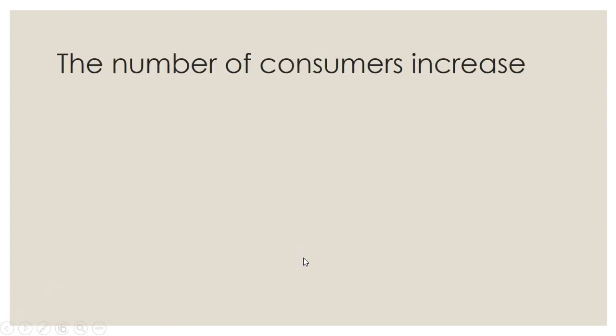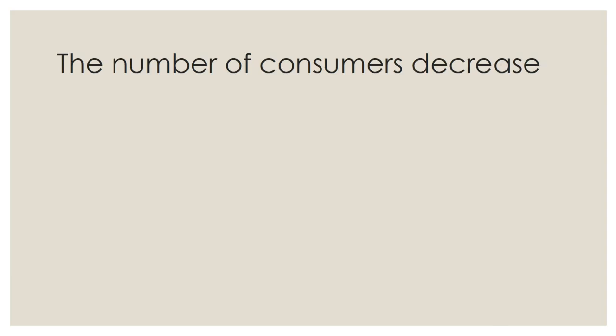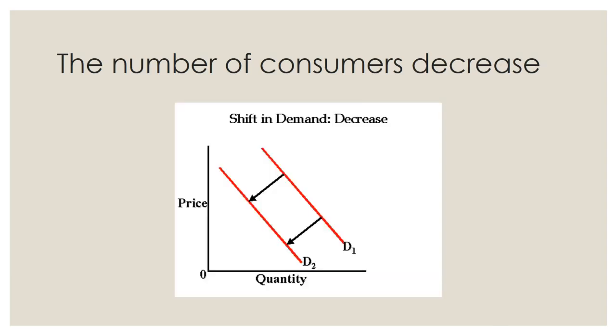Okay, so we're going to take that worksheet that you were given, we'll call it the cheat sheet, take a look at that, and you'll see what happens to demand if the number of consumers increases. As you can see, if the number of consumers increases, demand shifts to the right. If you look at the fine print, you can see D1, D2. Demand has moved to the right. And when the number of consumers decreases, demand shifts to the left.